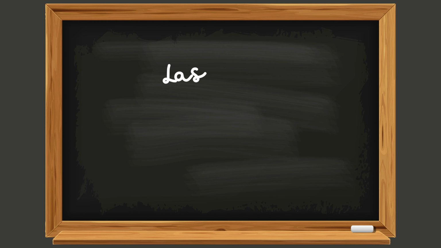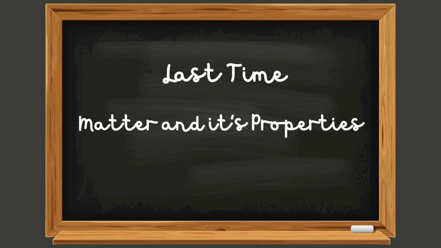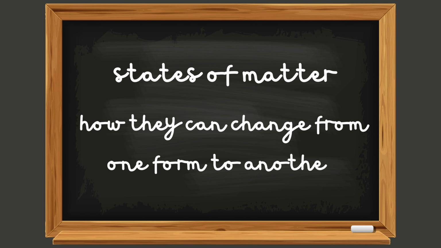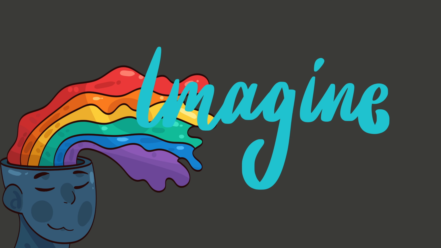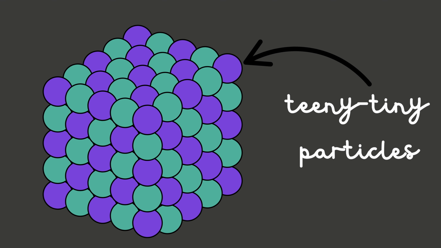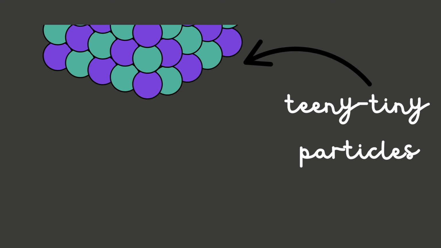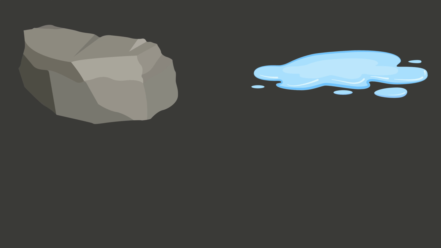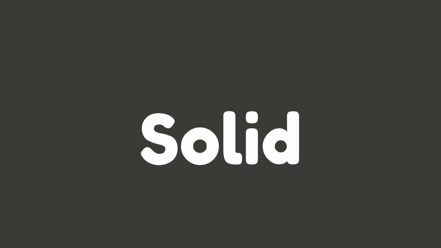Last time we talked about matter and its properties. Today, we're going to explore the states of matter, solids, liquids, and gases, and how they can magically change from one to another. Okay, imagine this. Matter is made of teeny tiny particles like invisible Lego bricks. The way these particles are arranged and how they move decides whether something is a solid, a liquid, or a gas. Let's start with a solid.